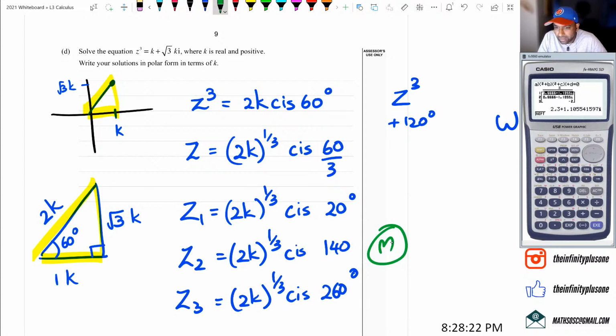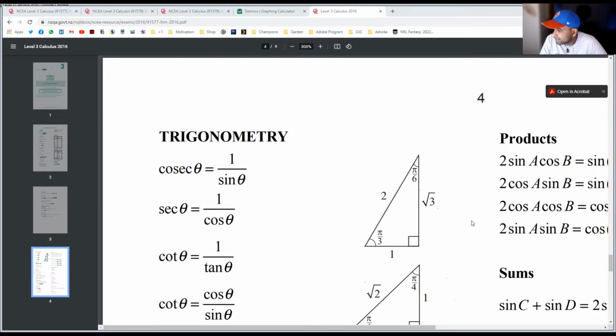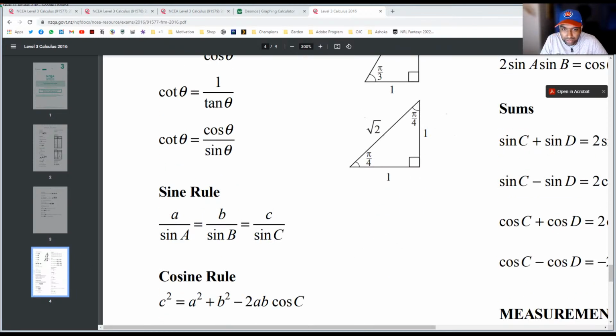If you look at this, see how it says pi over 3? Pi is equal to 180 degrees. So 180 divided by 3 is 60. And then you've got pi divided by 6, which is 180 divided by 6, which is 30. And if you look at the triangle below, that's the 45 degrees isosceles triangle. So 180 divided by 4 is 45 degrees right there.